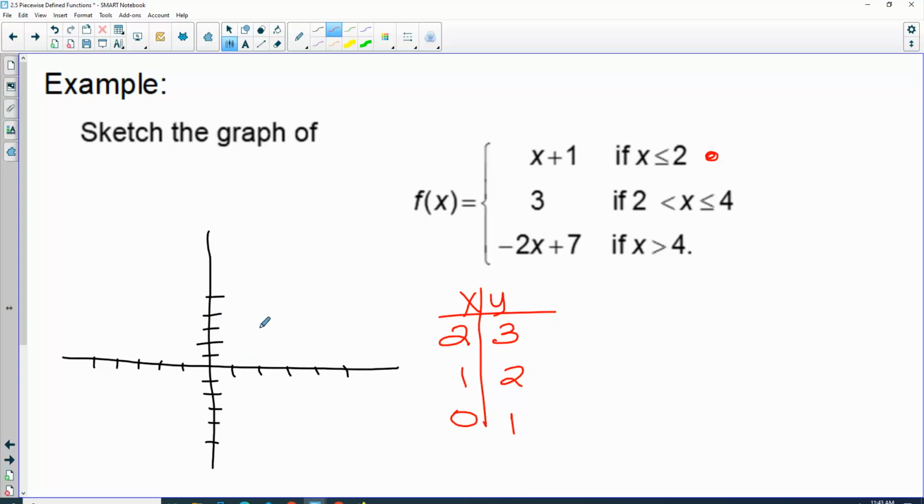2, 3, 1, 2, 0, 1. So this was my starting point. I was extending it to get these points, everything less than 2. So it goes that way.